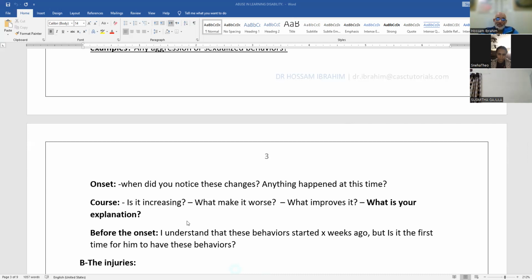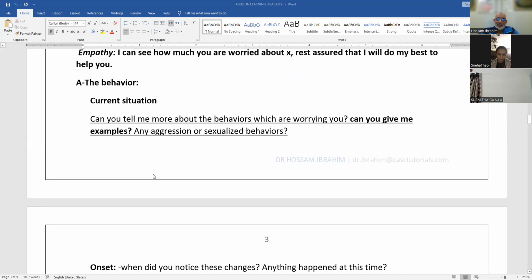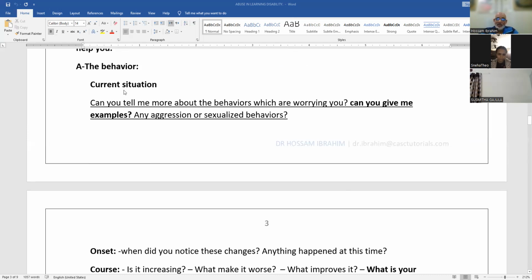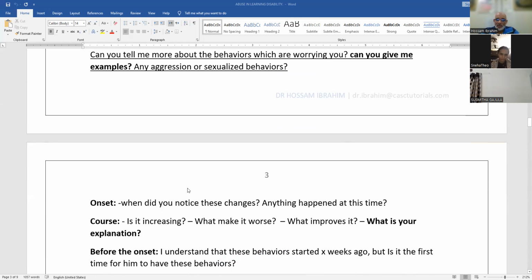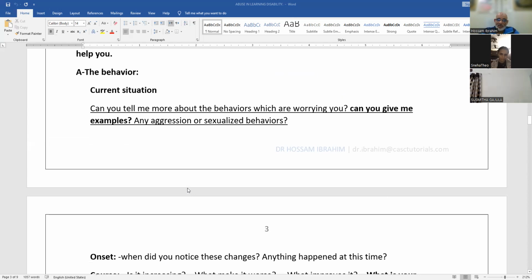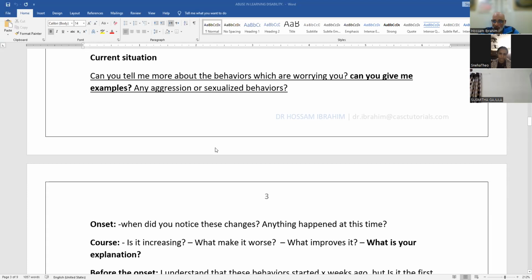And before the onset, this is a typical assessment of the complaint. You want to know the current situation, onset, cause, duration, and before the onset. So you want to take the two complaints, the complaints of the behavior and the complaints of the injury. Are you with me, doctor? Do you understand what I'm doing here? Yes, sir.